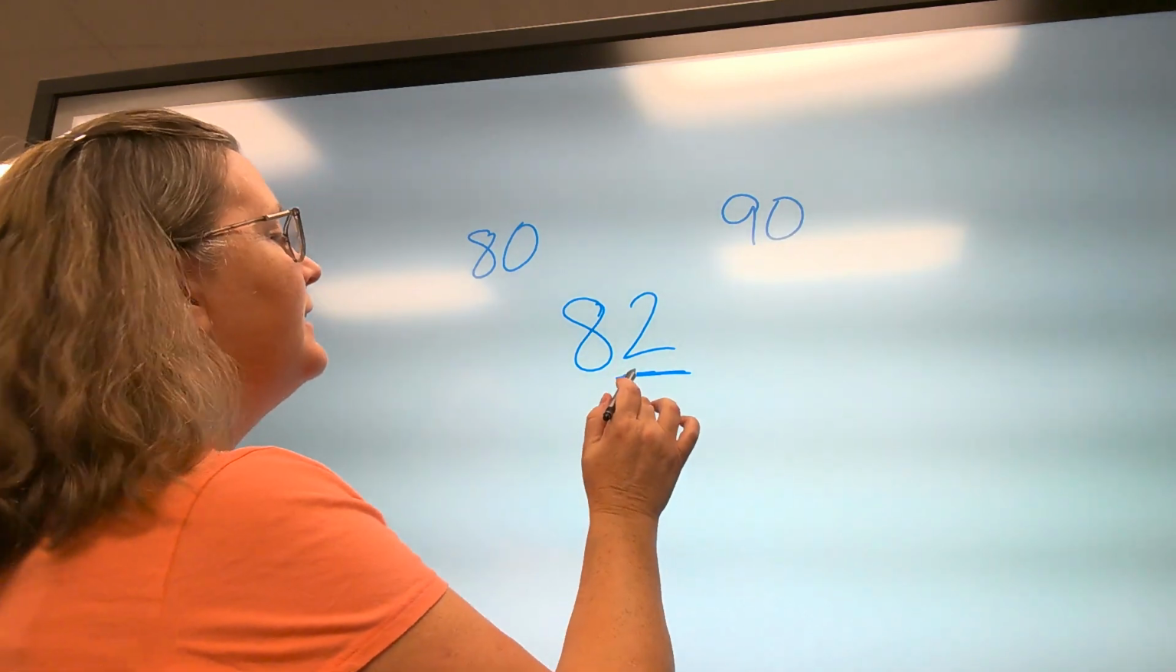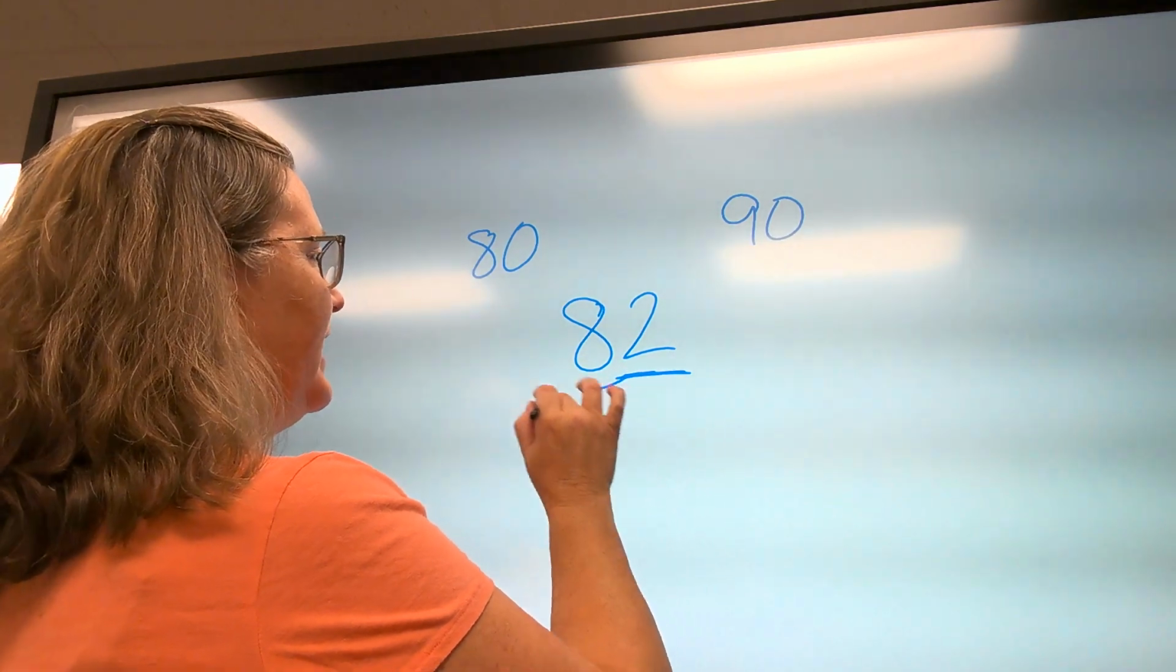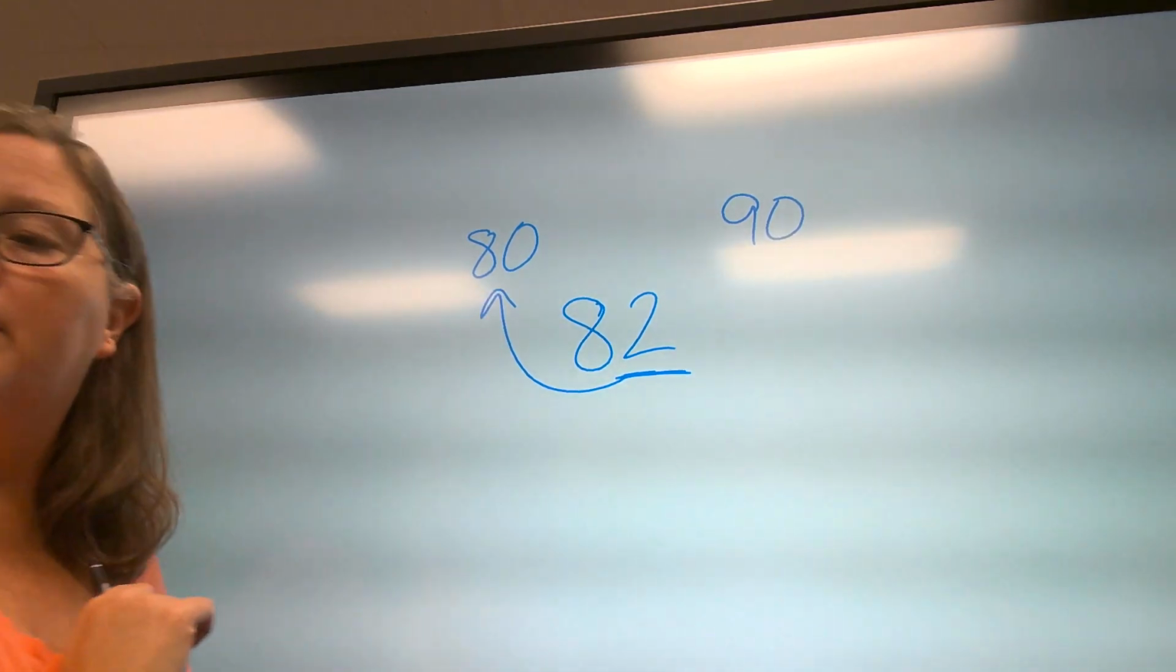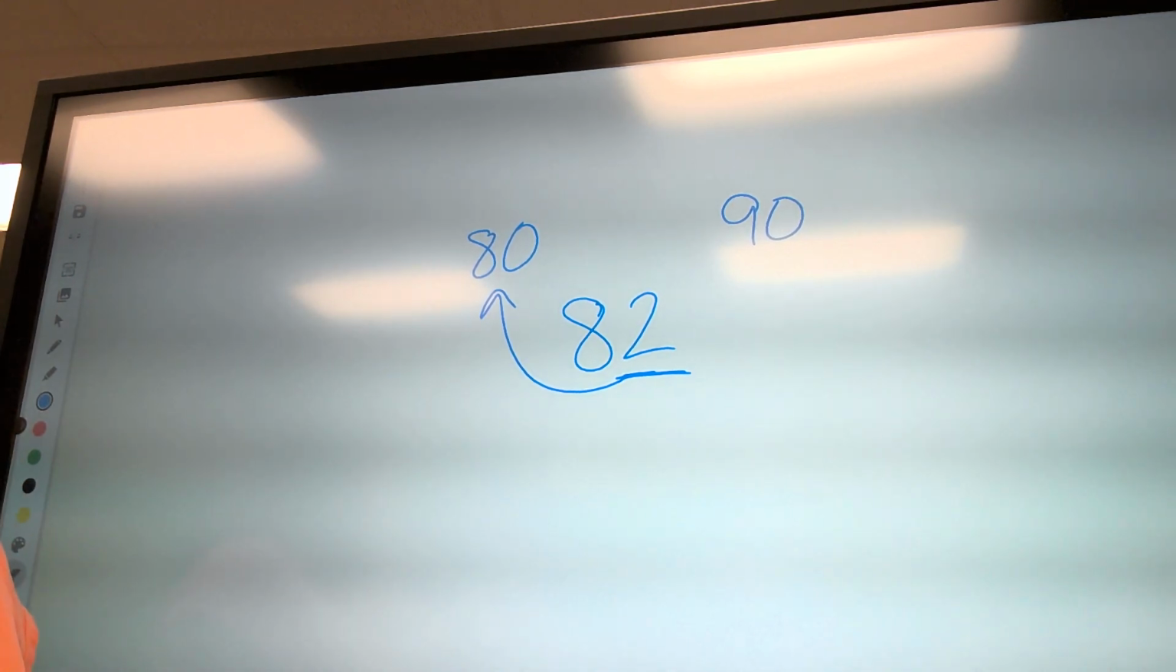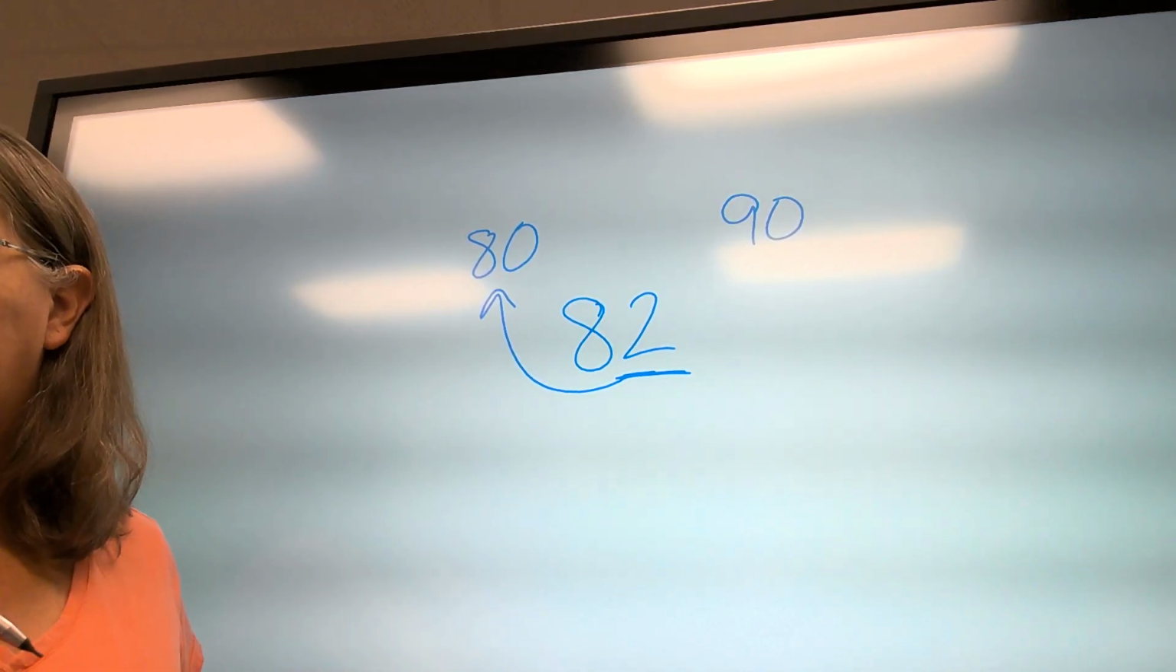4 below, let it go. Let it go. So we're going to turn that 82 into an 80. We're going to round it down to 80. Good. So about 80 people attended.